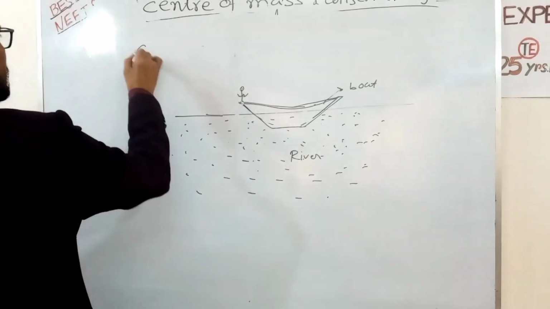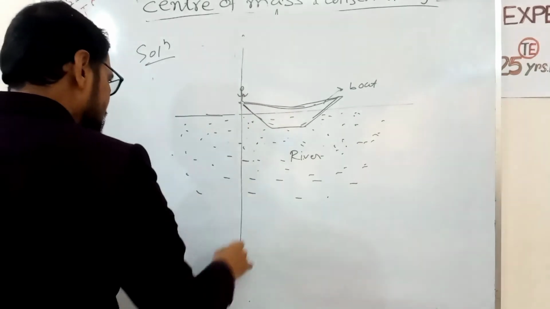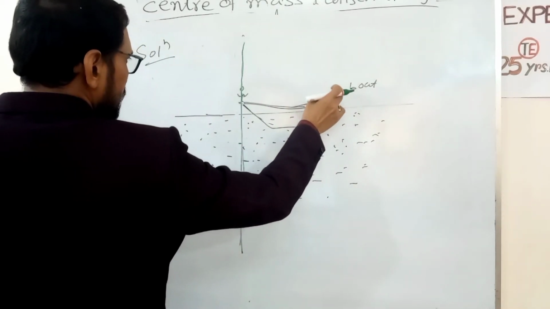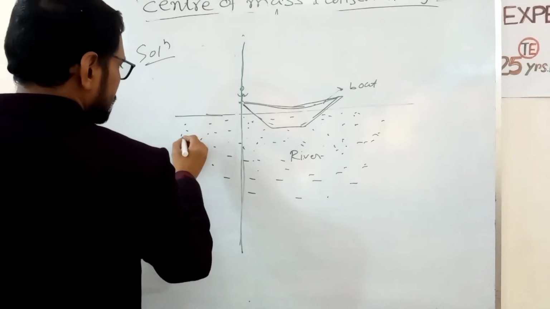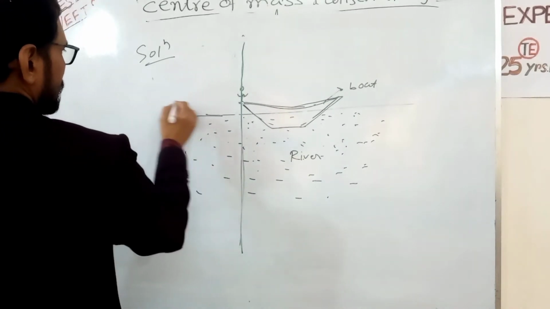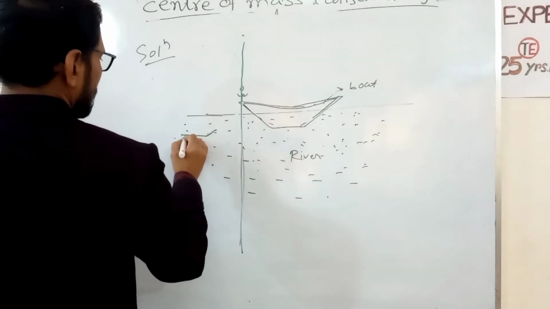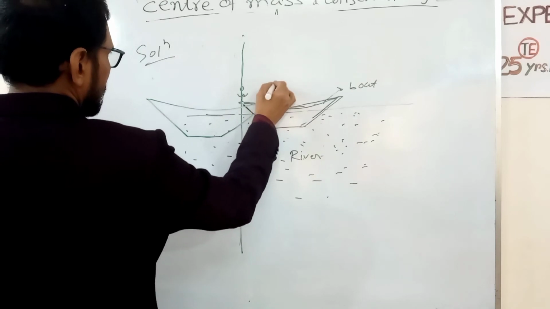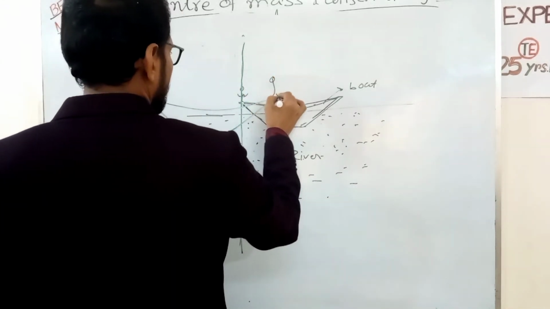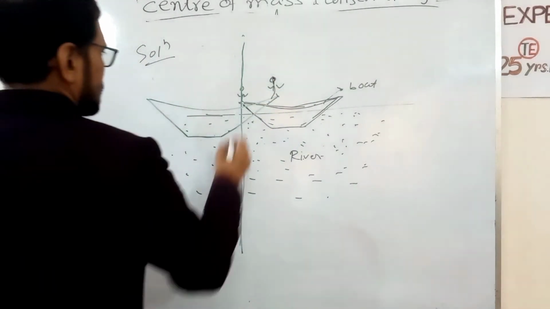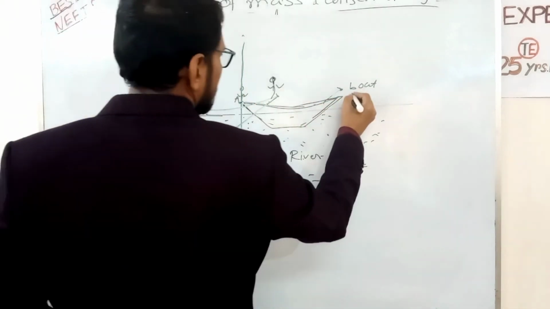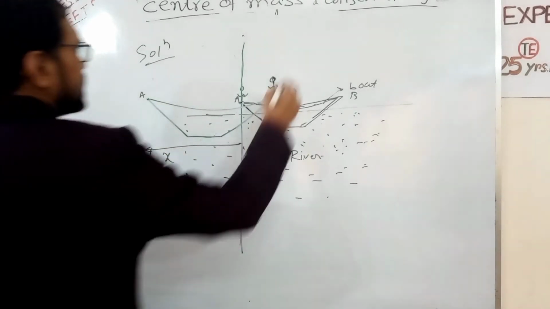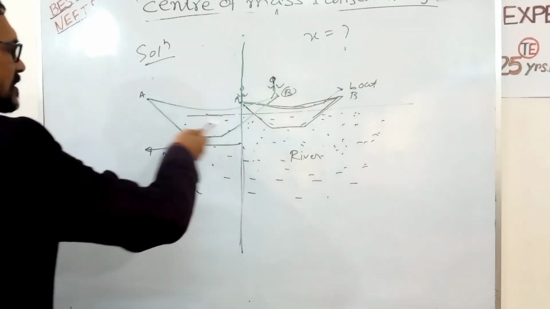So for the solution, we take this as the reference line. Now suppose when the man reaches this end of the boat, so this is the point A, here B. Now we have to find the displacement of the boat. Find x equal to what? When the man reaches this point, what is the displacement of it?